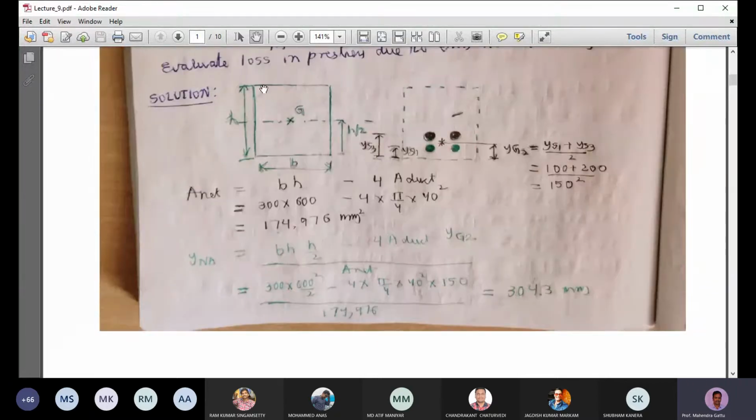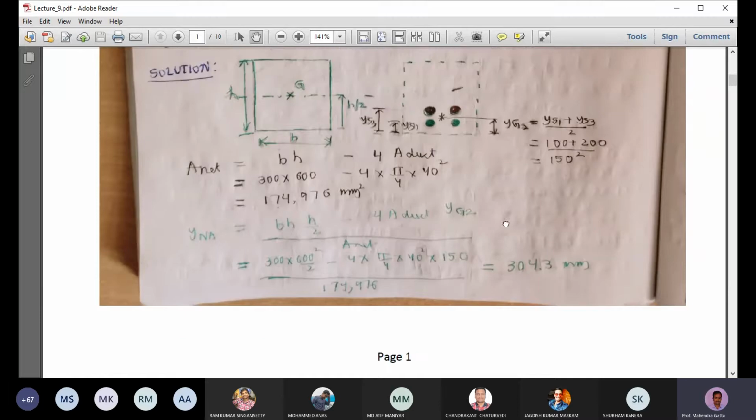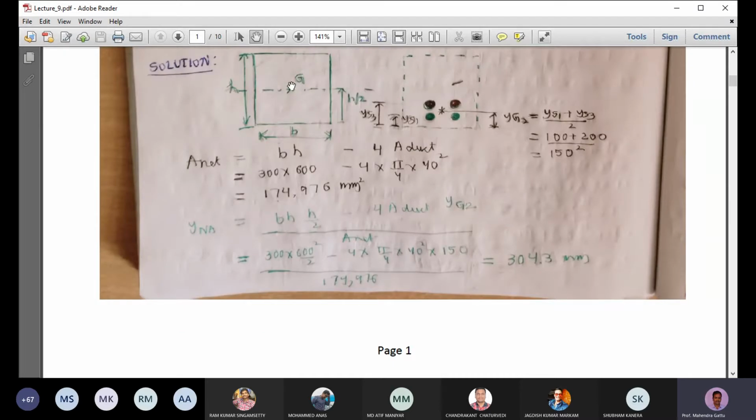So if you take the normal concrete, it's at 150. H by 2 is 150. Oh, sorry. H is 600, so H by 2 is at 300. And because there are holes below the centroid line, the center of gravity has shifted upward by 4.3 millimeters. So it is a very negligible change in the position of the centroid.